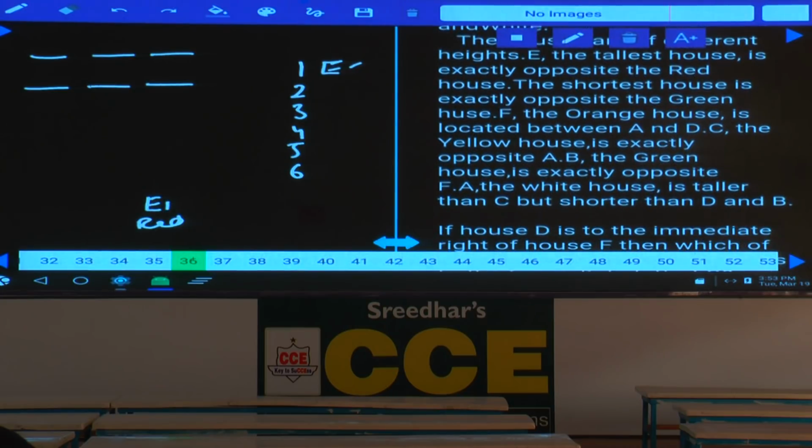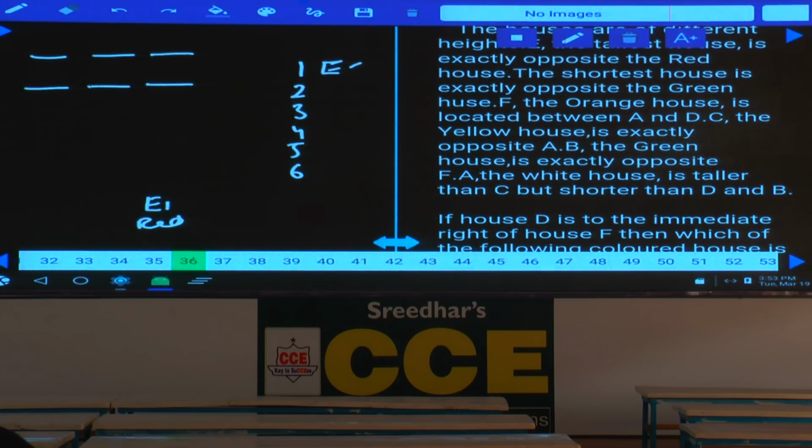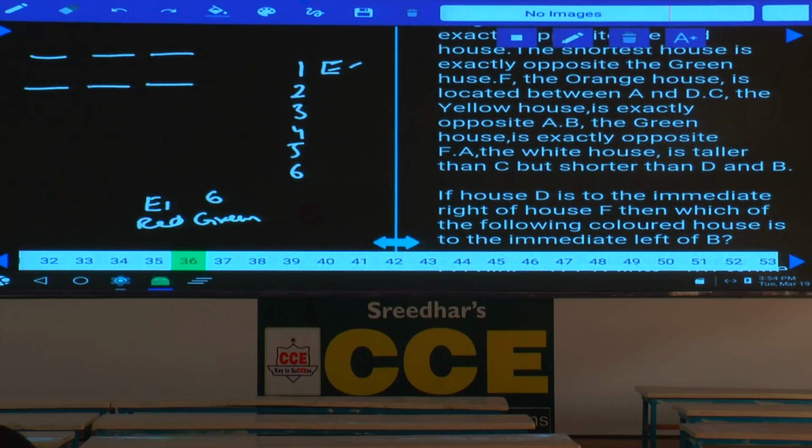The shortest house is exactly opposite to green house. Shortest is exactly opposite to green house. That means 6 and green must be opposite to each other. 6 means the shortest one. F, the orange house, is located between A and D. As F is in between A and D, hence F at this place, isn't it? F is here. If A is here, D will be here. That is one possibility. Then what is the second possibility? Now if F is here, orange, and D at this place and A can be here, there are two possibilities. This D can be either to the left hand side of F or to the right hand side of F.